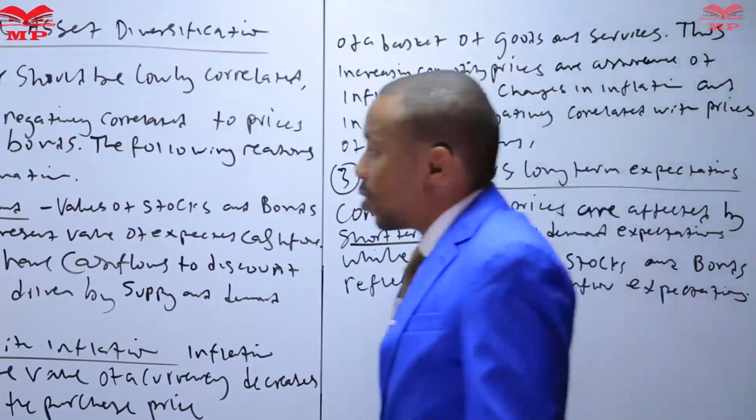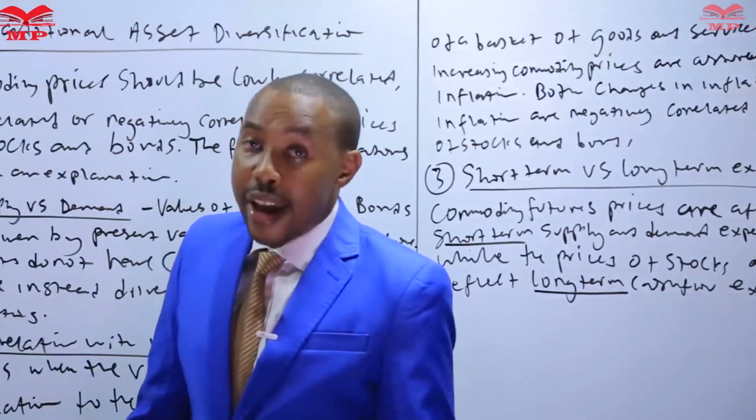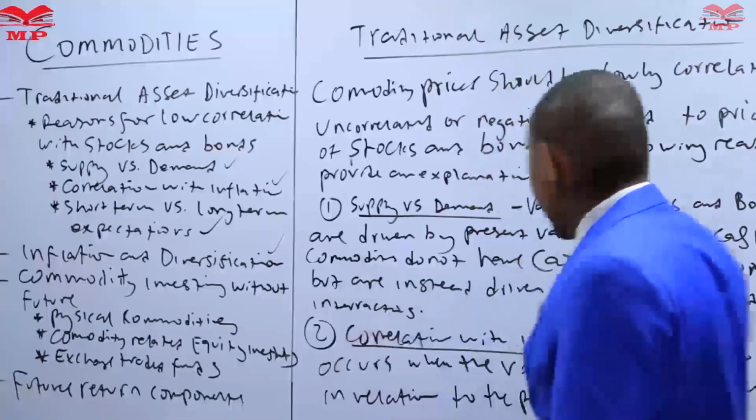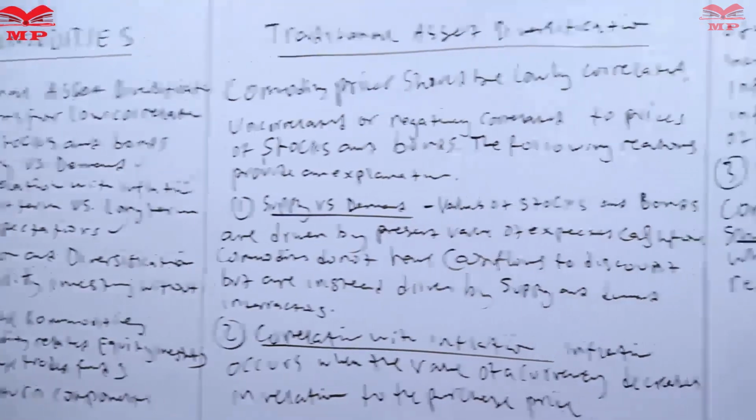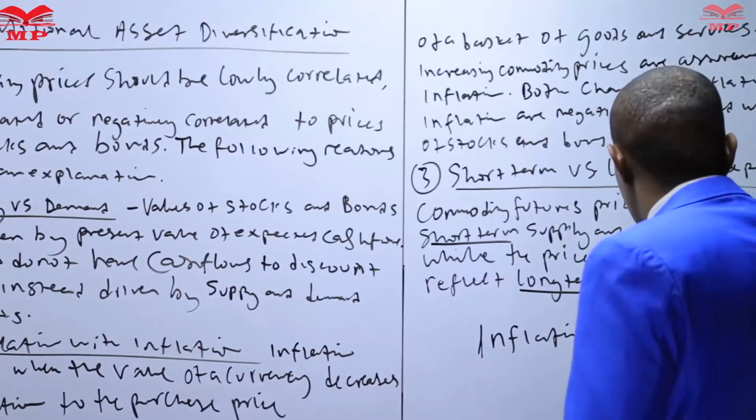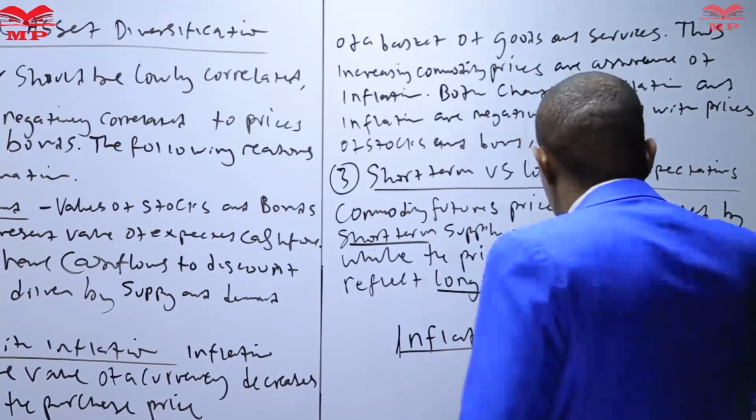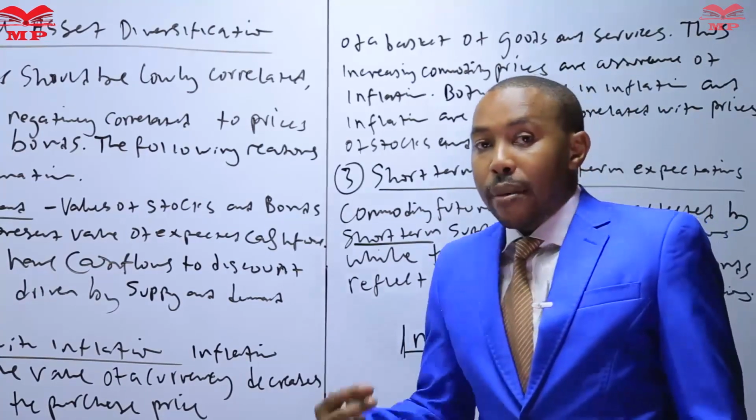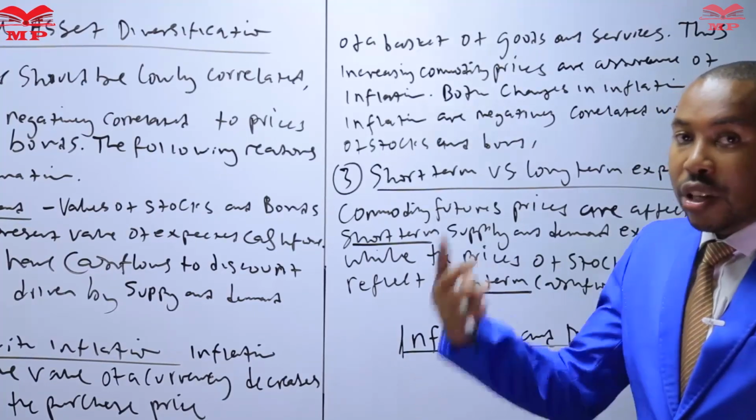Now, having looked at the reasons for low correlation, we need to move on and look at inflation and diversification. That is our next component and our next focus. So, inflation and diversification. Now, the purchasing power of money becomes eroded as inflation increases.